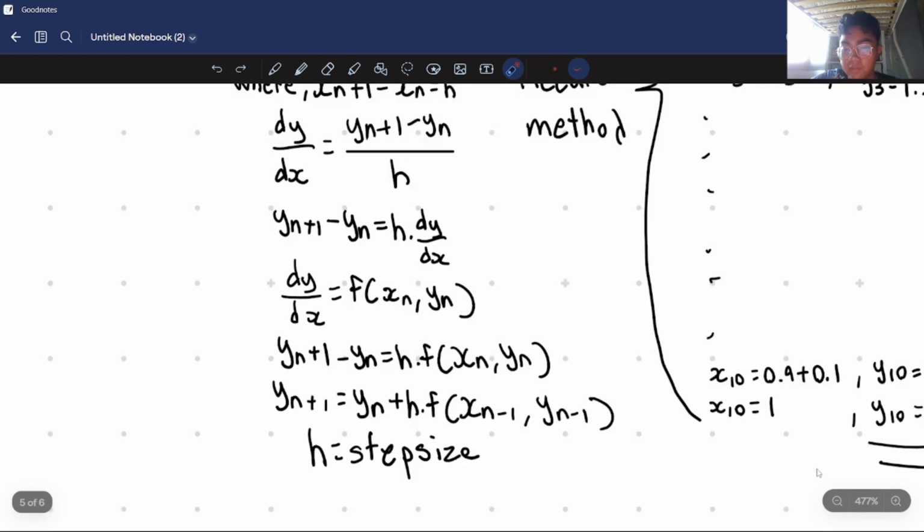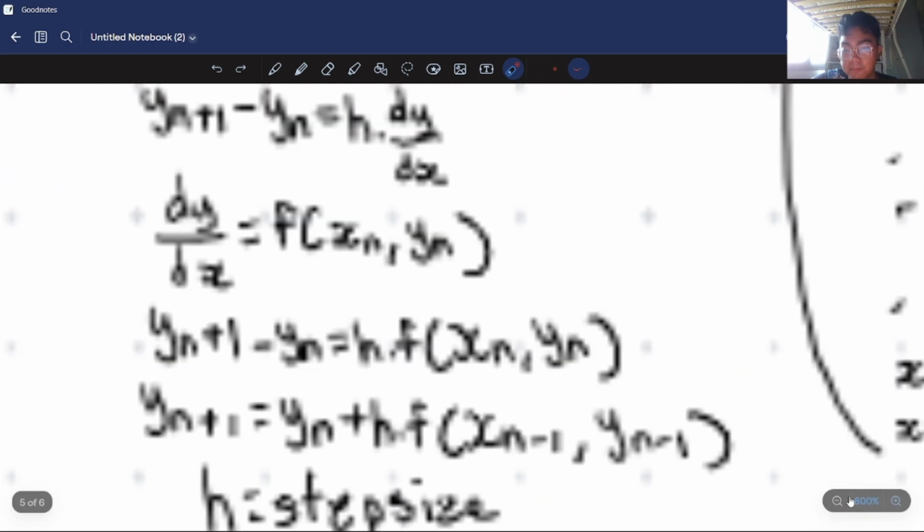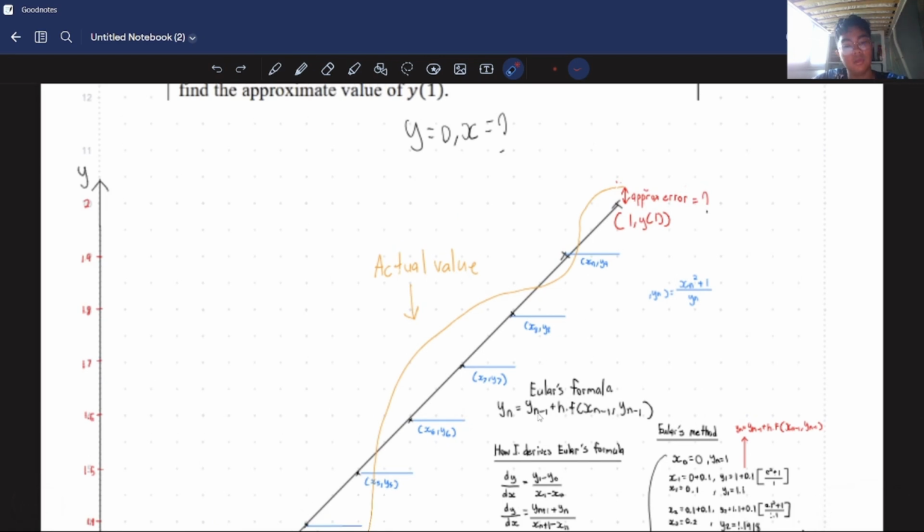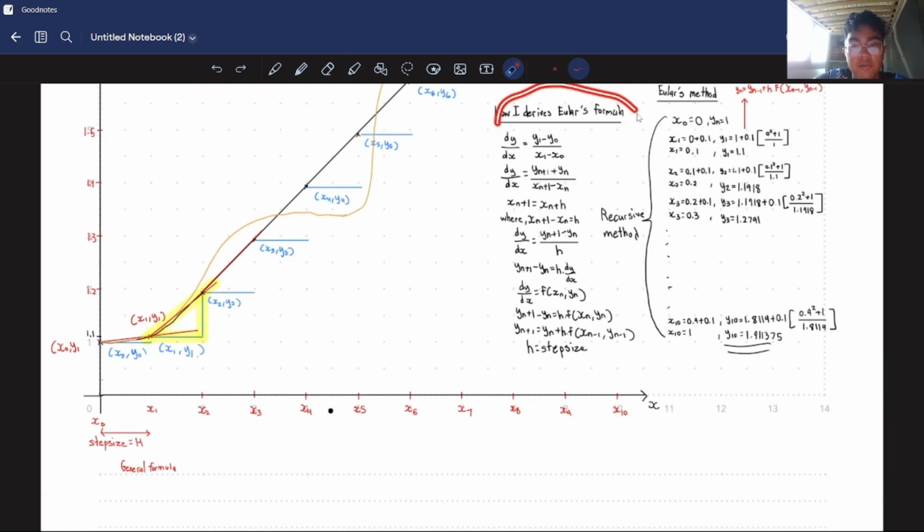This is Euler's method, which is yn equal to yn minus 1 plus hf. h represents the step size, and yn minus 1 is the previous value. So this is how I derive Euler's formula: dy/dx equals (y1 minus y0) divided by (x1 minus x0). I will get the formula from Euler's method, and the step size will be equal to h.